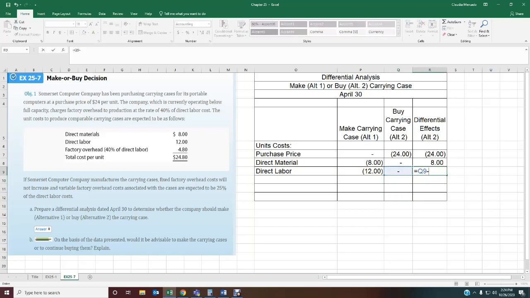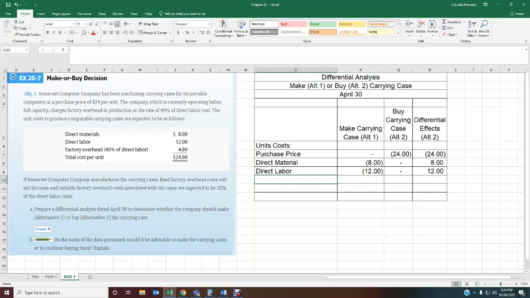Equals that minus that. Why doesn't it want to work? Let me see. Yeah, it's in accounting format. Okay, that should be 0, 0. There we go. Okay, now we have overhead.